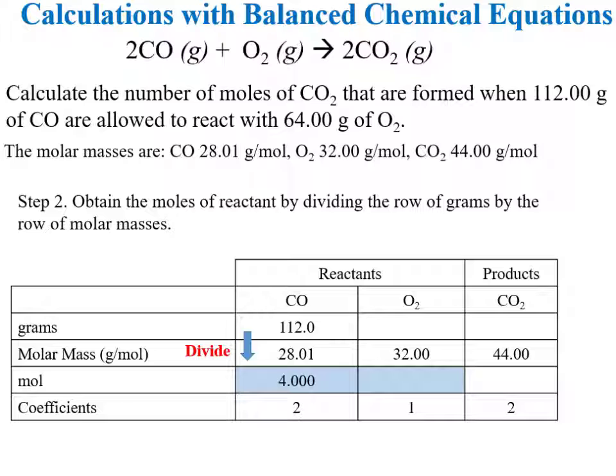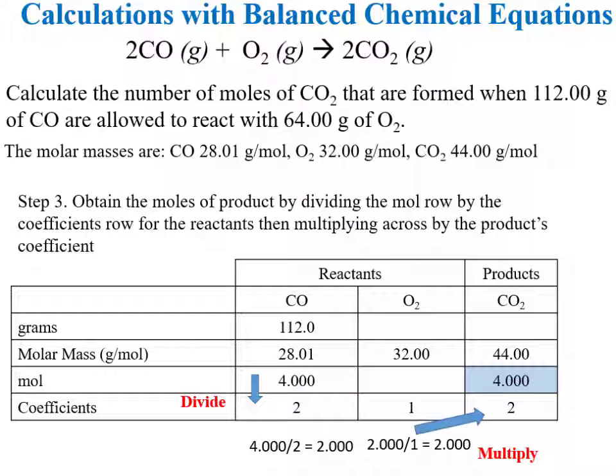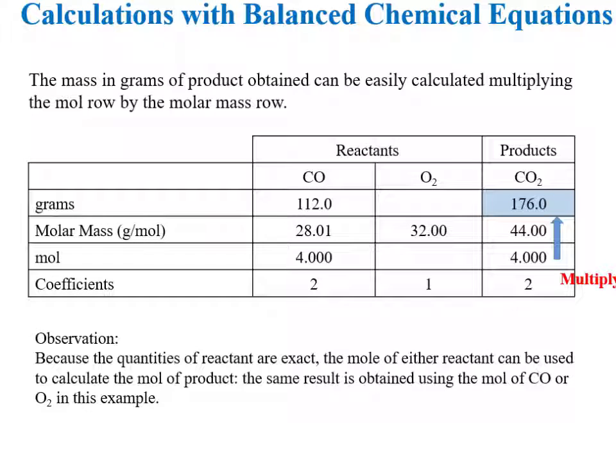In order to obtain the moles of the CO2, we now want to divide the moles of CO, 4, by 2, and then multiply by 2, and we obtain 4 moles for CO2. At this point, if we want to obtain the mass of CO2 produced, we can easily do that by multiplying the moles by the molar mass and obtain 176. Now, we can also obtain the mass of oxygen needed for the reaction by using the same technique. Let us look at an example on how to use this method.